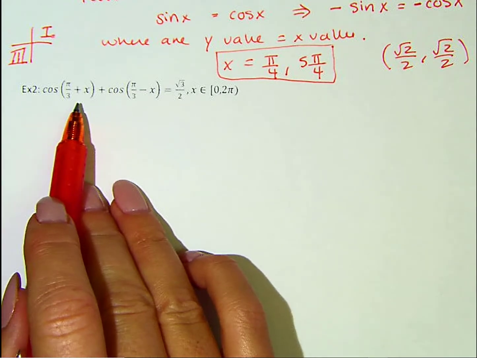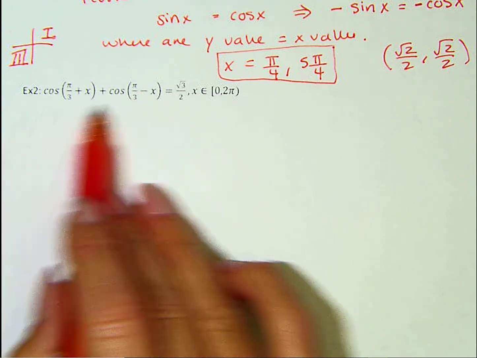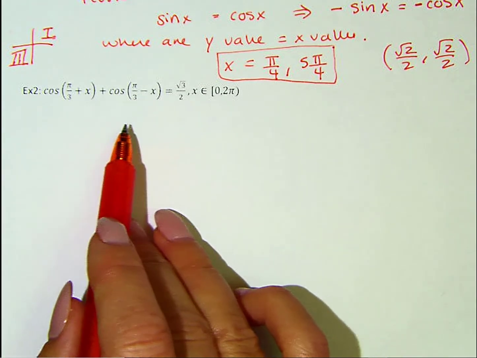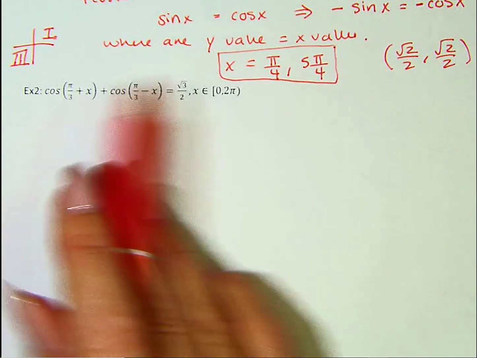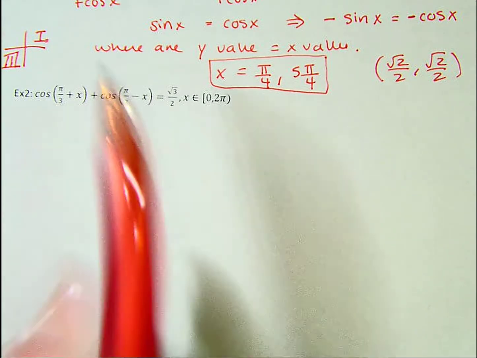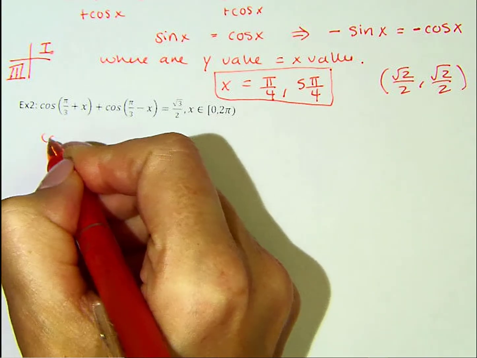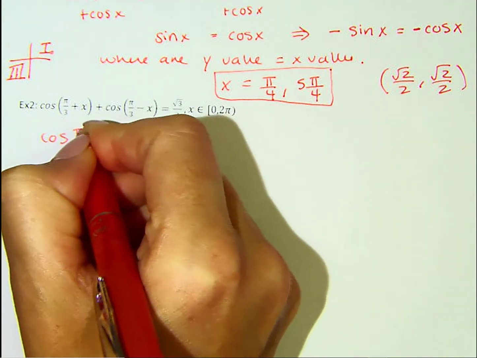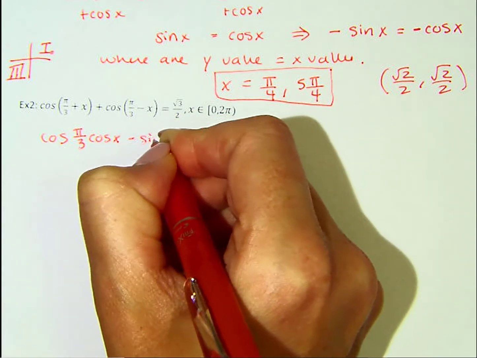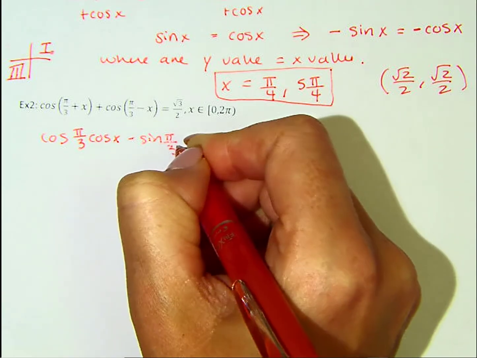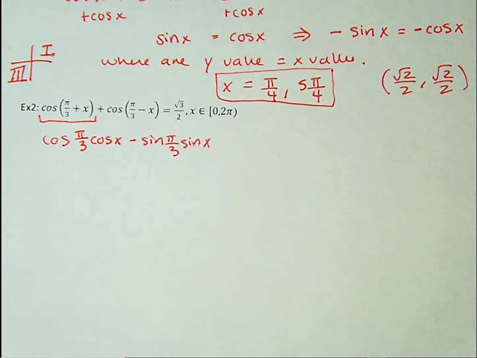Cosine of pi over 3 plus x plus cosine of pi over 3 minus x. So the first thing we want to do is use our sum and difference identity to expand this. And the reason we want to do that is so we can actually evaluate this pi over 3. So we change this to be cosine pi over 3, cosine x minus sine pi over 3, sine x. That's the first identity.